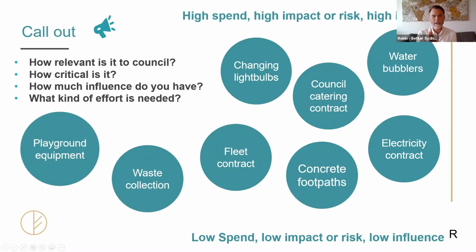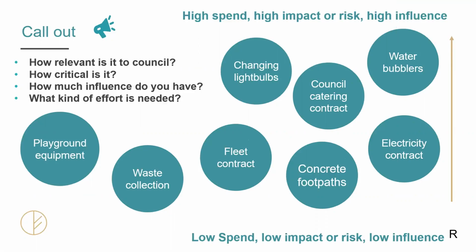What I'd love you to do now is come off mute. We're going to have a call out session. Nicole had that high spend, high impact, high influence up at the top here, and you can see down at the bottom low spend, low impact and low influence. We're just going to do this really quickly, don't overthink it. I'm not going to call out people's names, but I'm going to trust you to come off mute and give us some ideas. Where would water bubblers sit? Are those high or low?